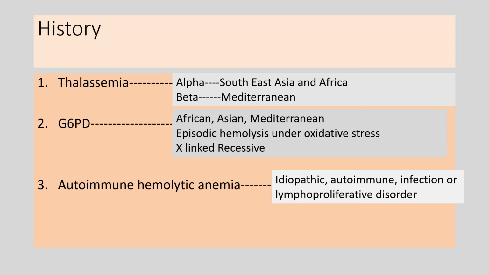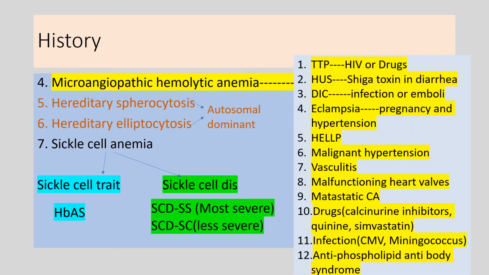Autoimmune hemolytic anemia is idiopathic or could be associated with other autoimmune diseases, infections, or lymphoproliferative disorders. Microangiopathic hemolytic anemia has many differential diagnoses if we suspect it. These are TTP, HUS, DIC, eclampsia and HELLP syndrome, malignant hypertension, vasculitis, malfunctioning heart valves, metastatic carcinoma, some drugs, infections, and anti-phospholipid antibody syndrome.